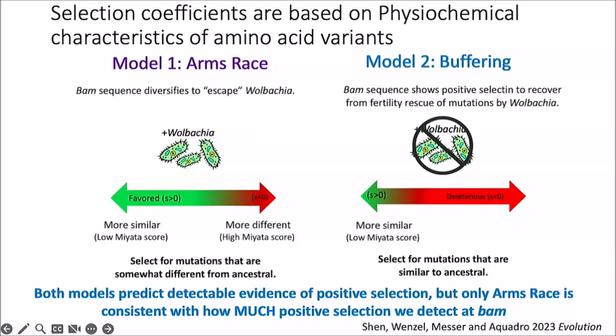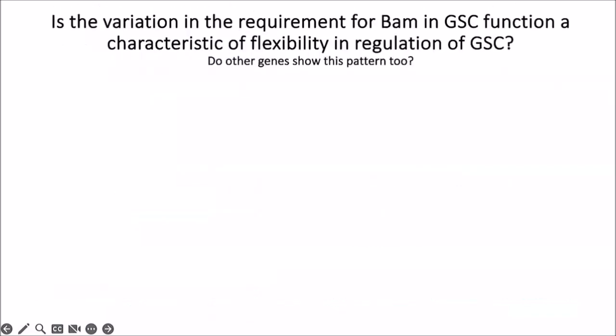But in fact, what we found is that the amount of positive selection that we saw and the particular nature of the amino acid changes we saw were very consistent with the arms race model, not with the buffering model. So at this point, we're still thinking that the interaction between BAM and Wolbachia is in some sense a manipulation somehow of the functions of bag of marbles in the fly that is driving this positive selection. But we haven't nailed that down absolutely; it's just consistent with that pattern based on these long-term molecular evolution results.